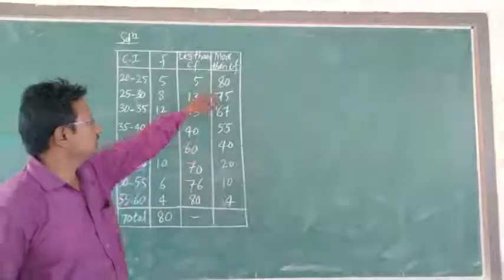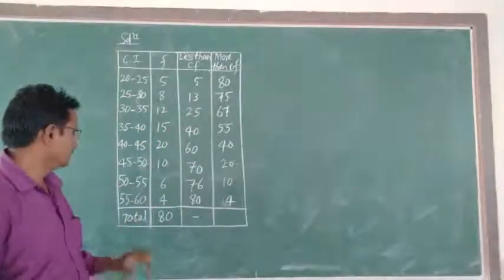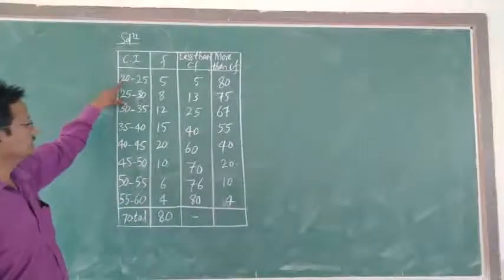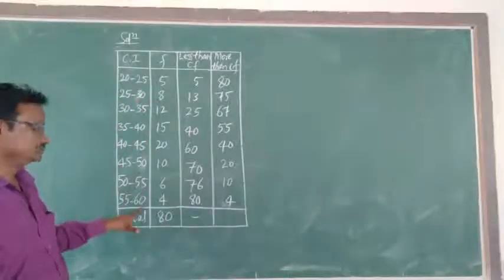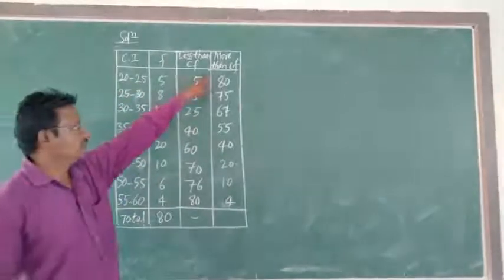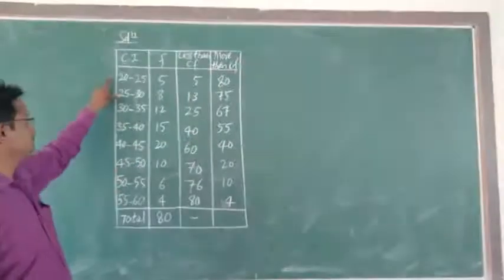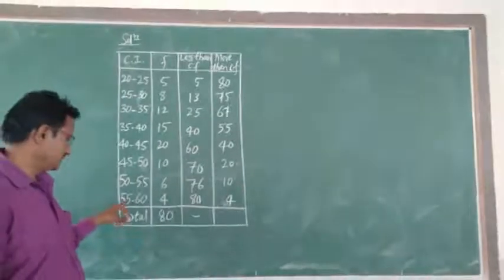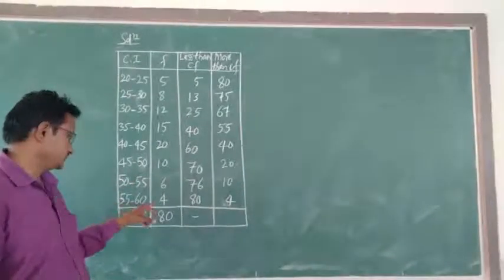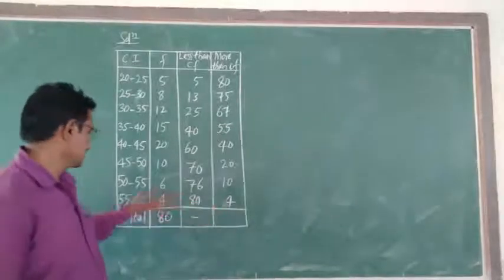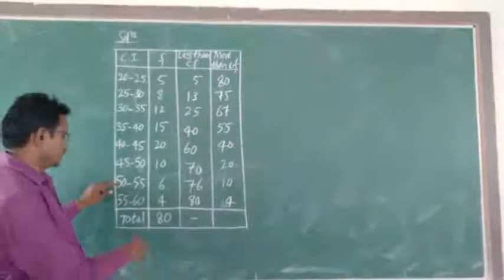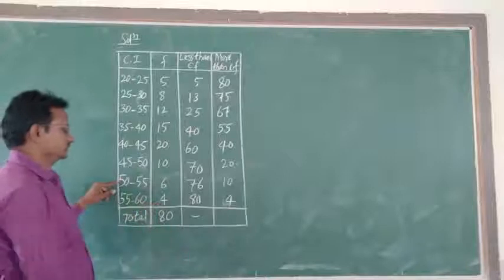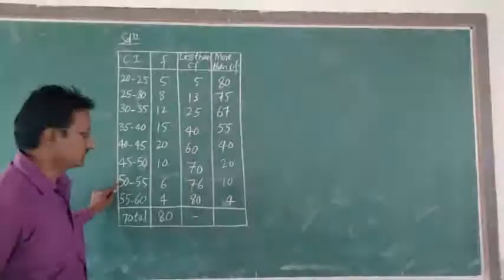Like this we have to ascertain more than CF. More than is related to lower class boundary. Less than is related to upper class boundary, but more than CF is related to lower class boundary. So first is more than 55. More than 55 indicates above 55, or in 55 to 60 there are 4 workers. Next, more than 50. More than 50 means 50 above and up to 60. 4 and 6 workers are grouped under more than 50.